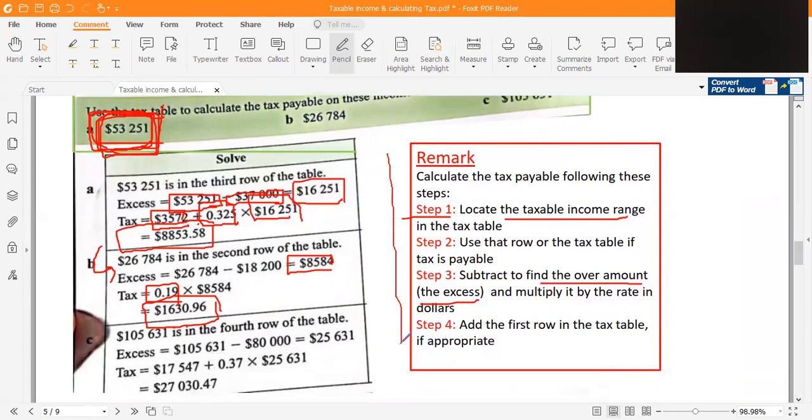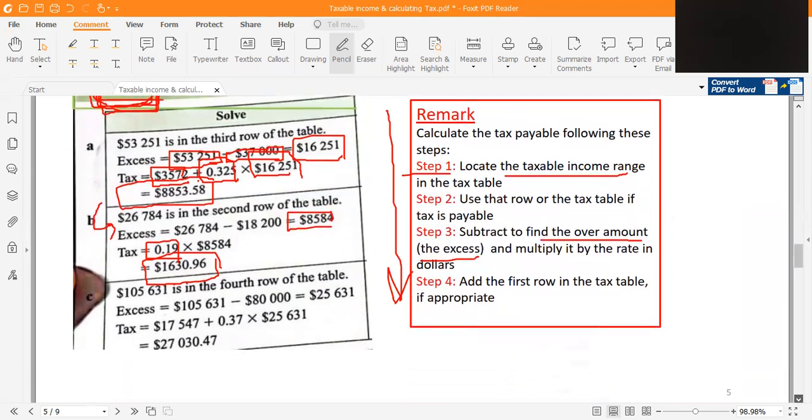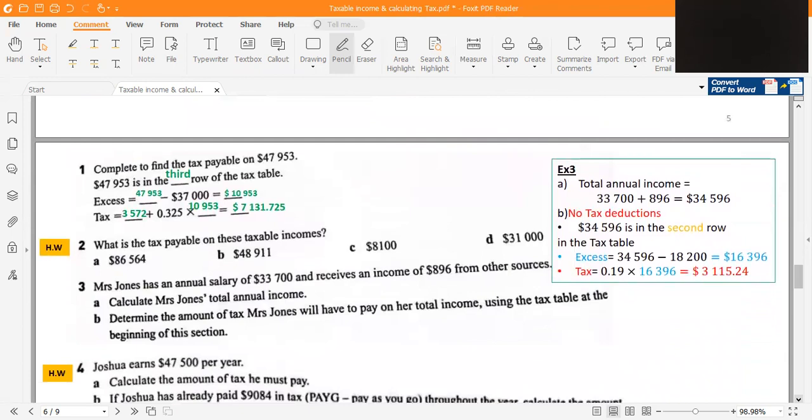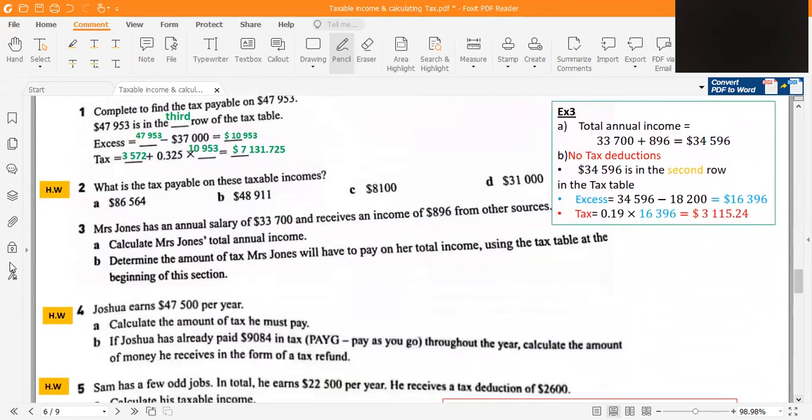We follow these steps, as we see here, to calculate easily the payable tax. So, like we see here, it is very easy to take exercises 2, 4, and 5 as homework. What about exercise 3? Mrs. Jones has an annual salary of 33,700 and receives an income.